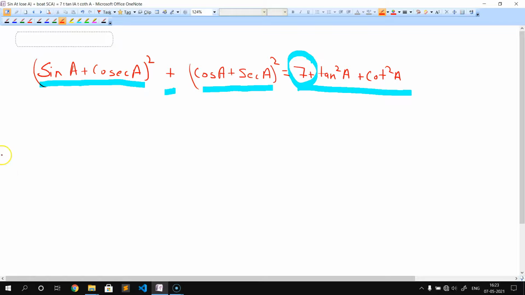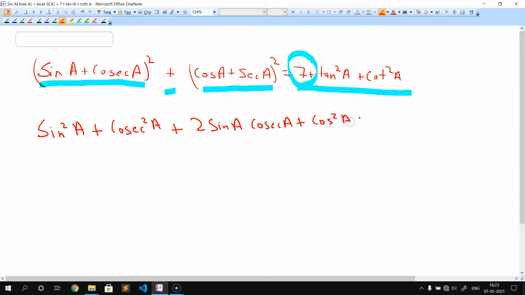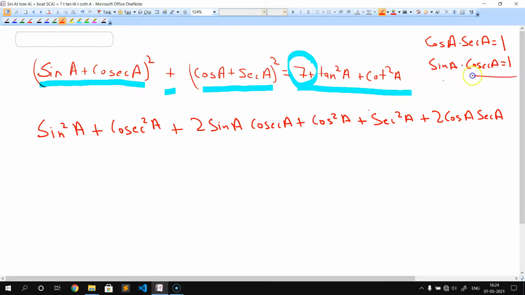First of all, we will expand this square, so it will become sine square A plus cosec square A plus 2 sine A cosec A plus cos square A plus sec square A plus 2 cos A sec A. Earlier from the formula we have seen that cos A dot sec A is equal to 1 and sin A dot cosec A is also equal to 1.